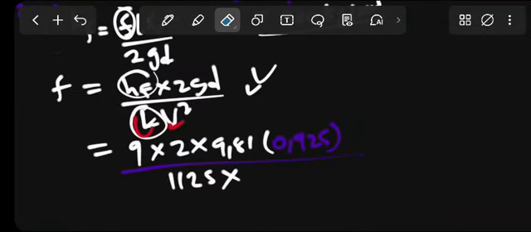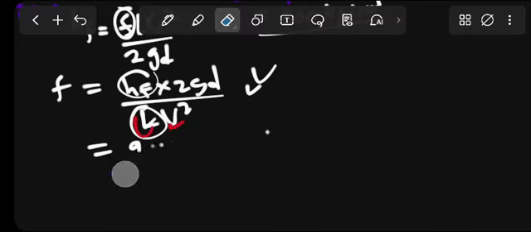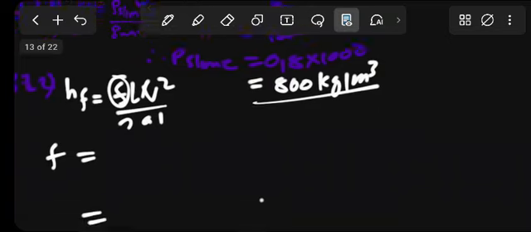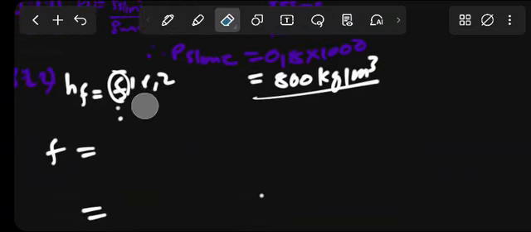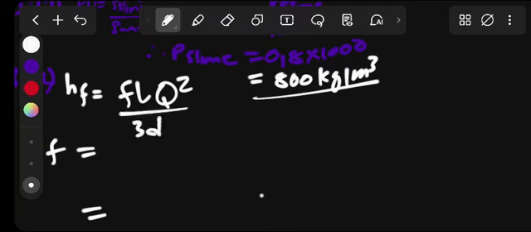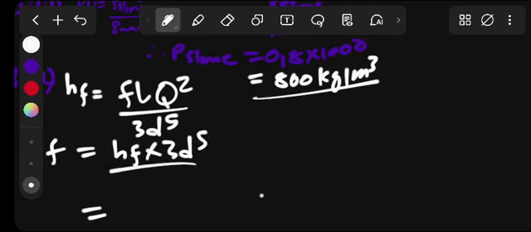It will be long, guys. Use this one. You can find the velocity, but no problem, use this one. There is this formula, if I recall. Let me just, yeah, here it is, guys. Again, remember there are two. It says f L Q squared over 3D raised to the power 5. You can use that. We make that the subject: F multiplied by 3D raised to the power 5, divided by L Q squared.